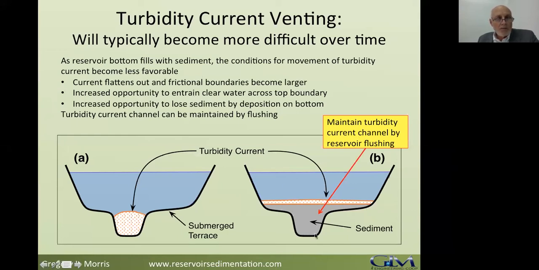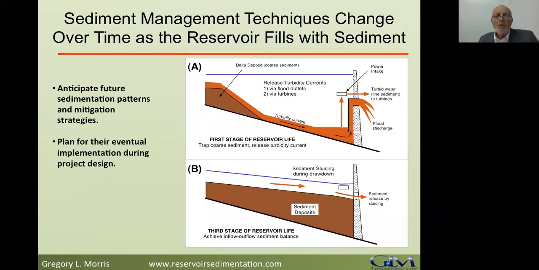Elephant Butte Reservoir, on the Rio Grande, had turbidity currents that would reach the dam when it was originally constructed. But by the 1950s, they were no longer reaching the dam because your geometry changes over time and it works against the movement of turbidity currents. And because of this, if you are releasing turbidity currents initially to help reduce your sedimentation rate, you have to think that in the future, this is not going to continue forever, and that at some future time, you may have some other type of sediment management process or activity that you'll have to conduct.